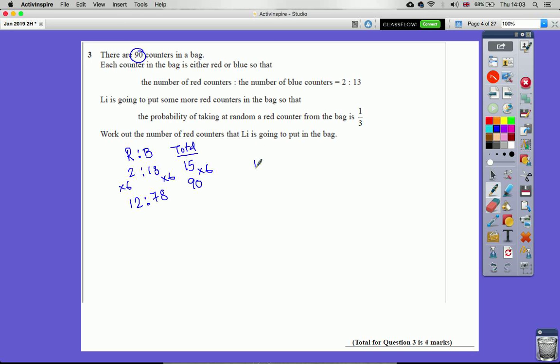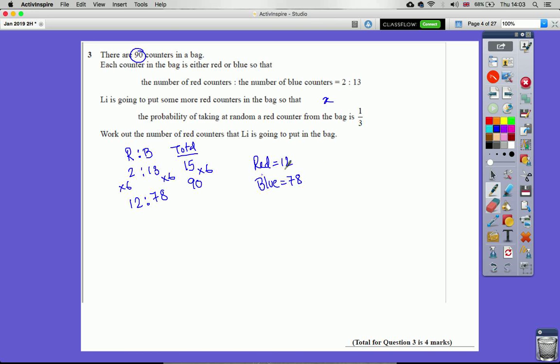So there are 12 reds and 78 blue counters. Now Lee is going to put some more red counters in the bag, so that the probability of taking at random a red counter from the bag is 1/3. So let's say Lee is putting X red counters in the bag.